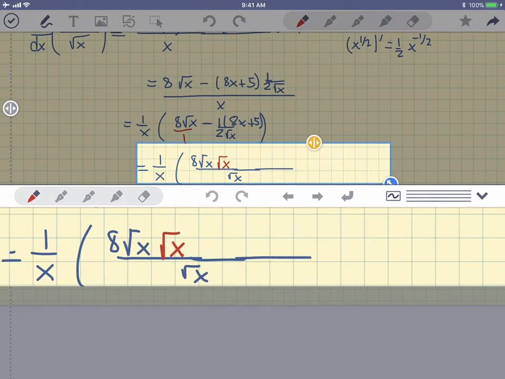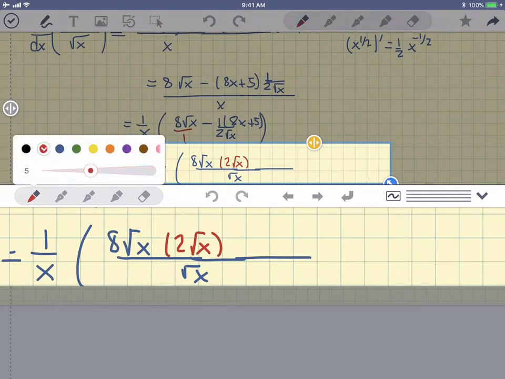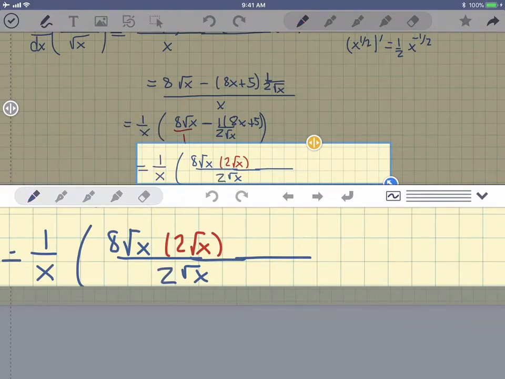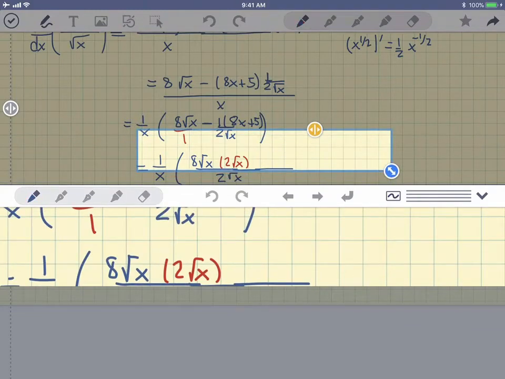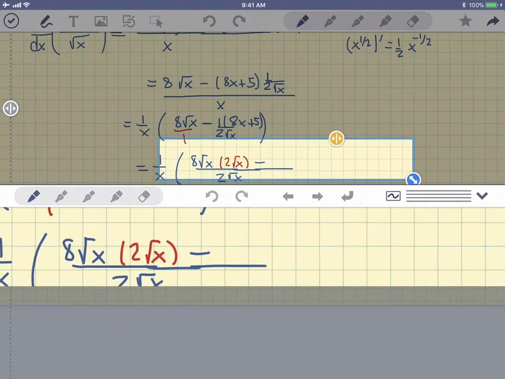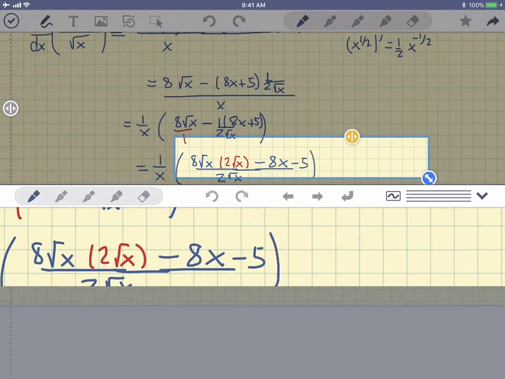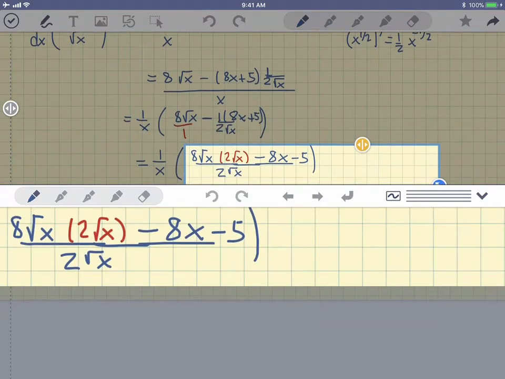So let me write this. Let me erase this, and I want this to be 2 root of x, because the denominator was 1 before, and my common denominator is really 2 root of x. Okay, and now I do minus 8x plus 5, and I don't need parentheses if I write it like this, correct? Okay, so this looks a little bit nicer. We're getting closer to the end. I'm going to write over here because my space is limited.